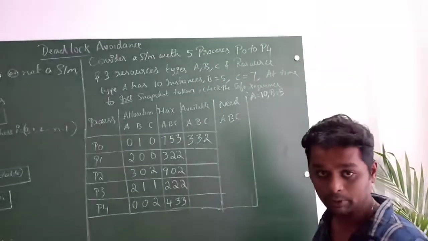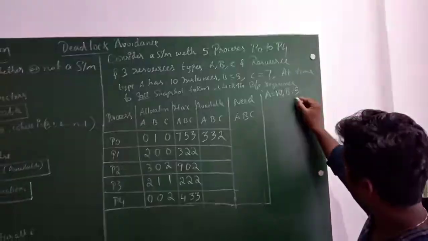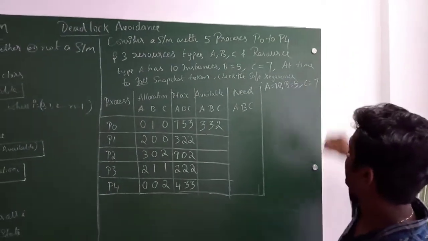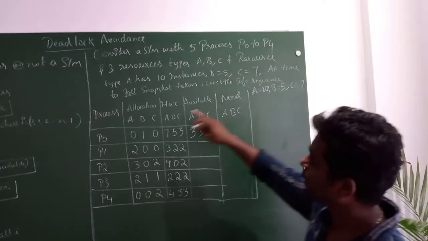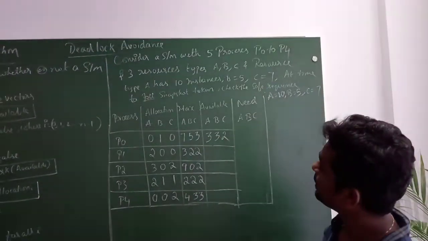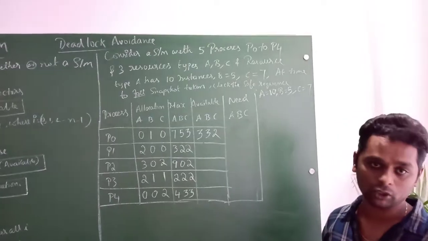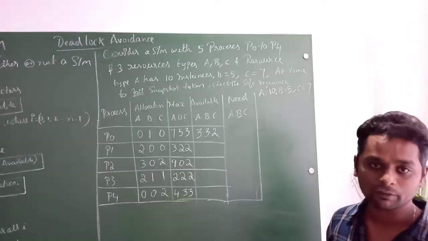Maximum resources available in your system: B is 5. And C is 7. At time P0, they have said that the following snapshot has been taken. Justify your answer whether the system is in a safe state or not. You need to write the safe sequence.